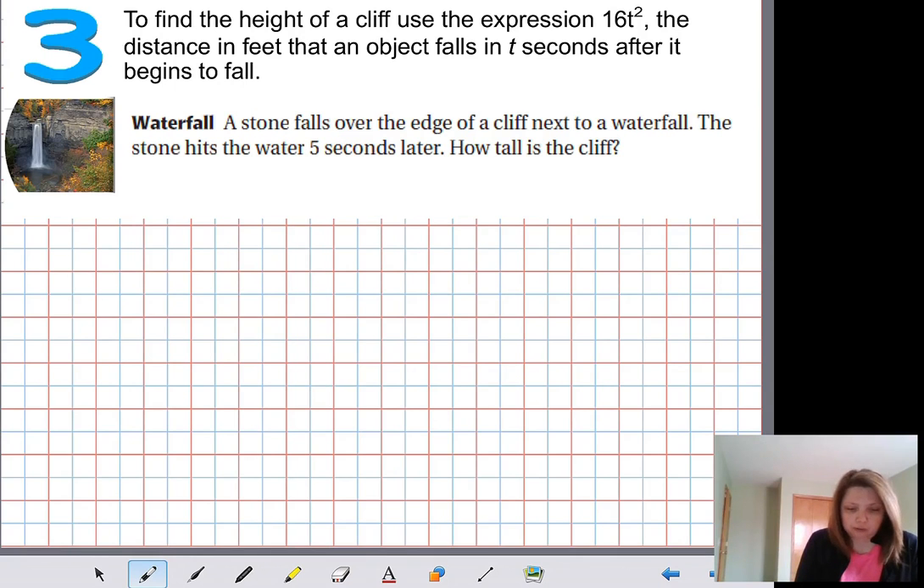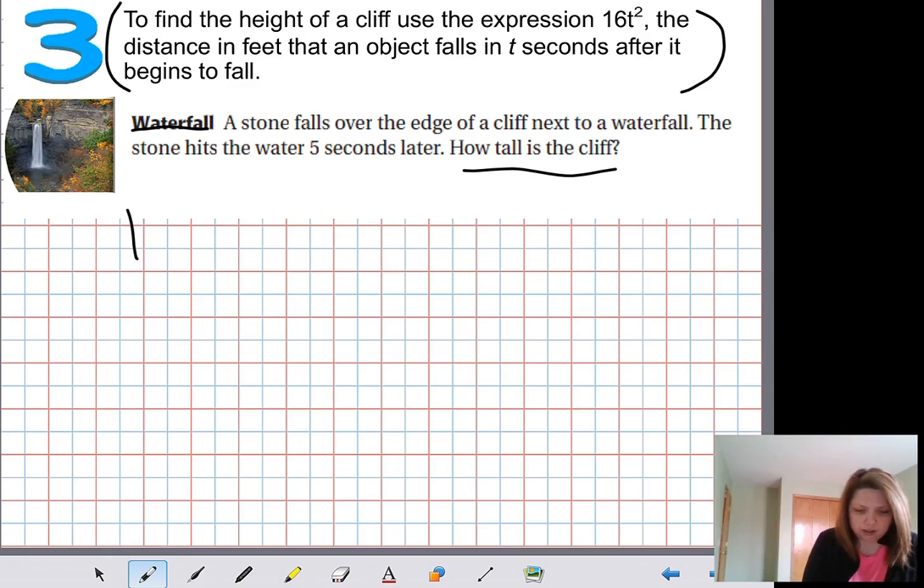All right, so next example, we have a waterfall. Excuse me. A stone falls over the edge of a cliff next to a waterfall. The stone hits the water 5 seconds later. How tall is the cliff? To find the height of the cliff, so here is the information we're going to use. To find the height of the cliff, use the expression 16t squared. 16 times t squared is the distance in feet that an object falls t seconds after it begins to fall.